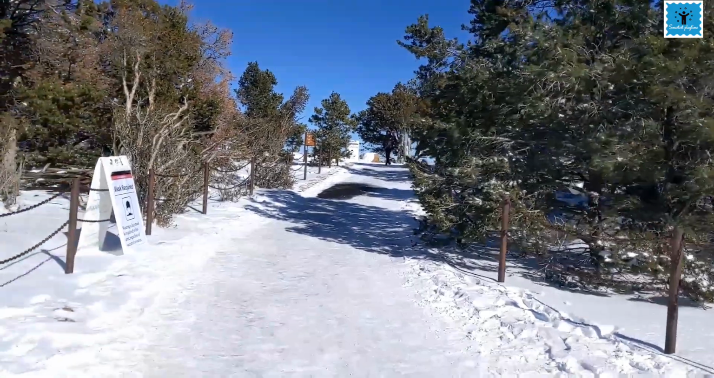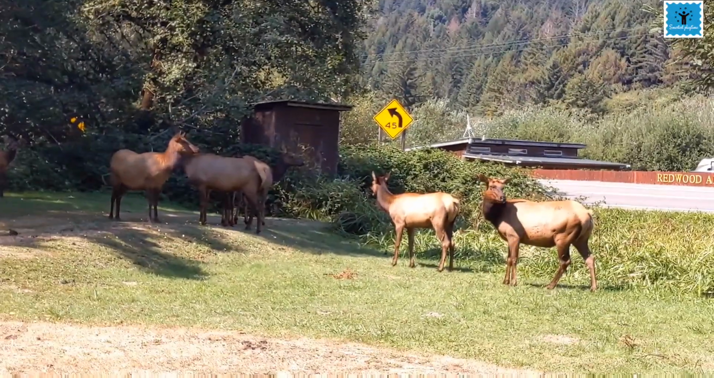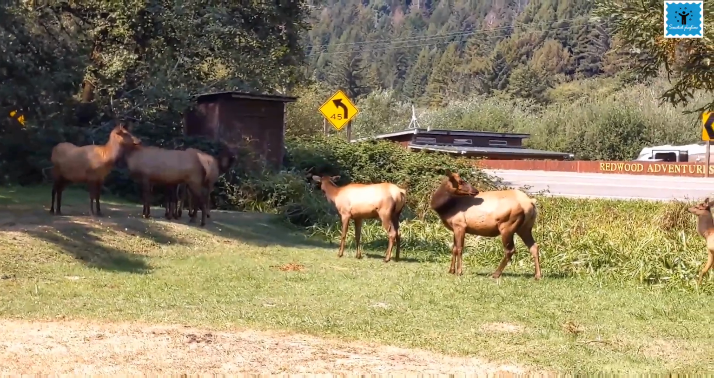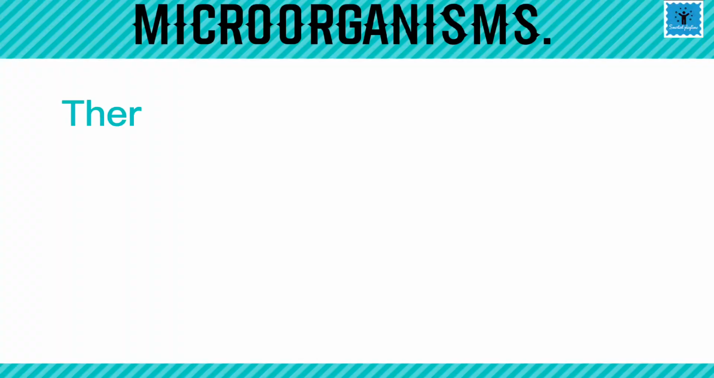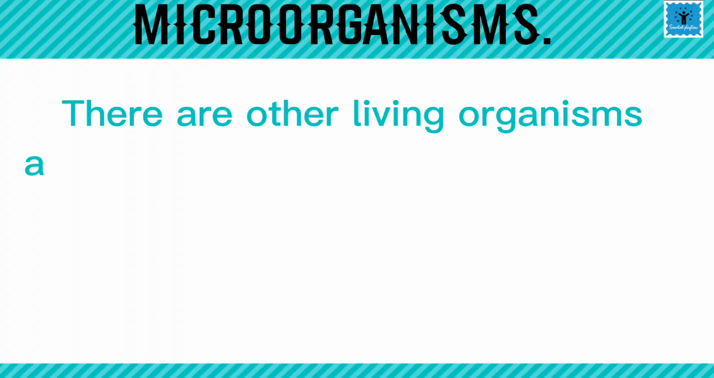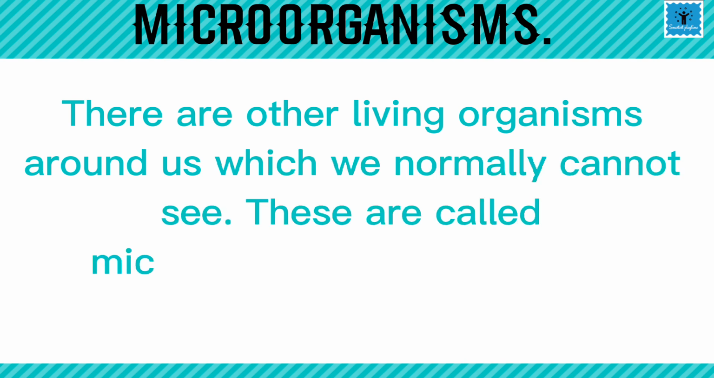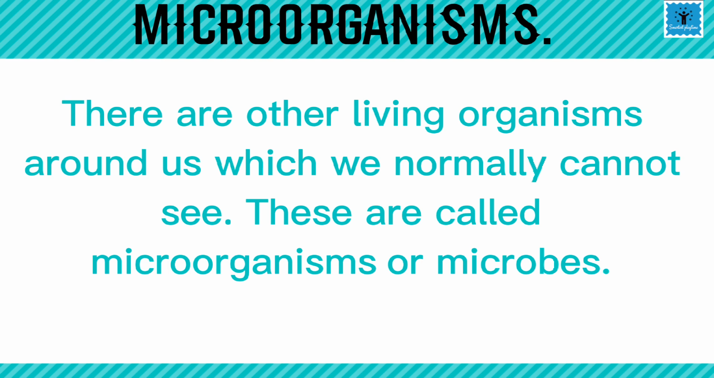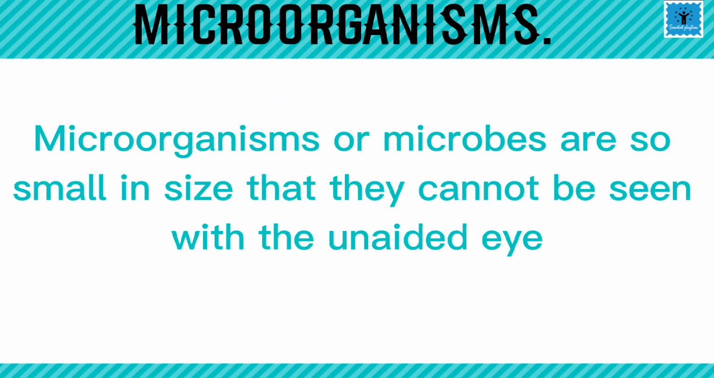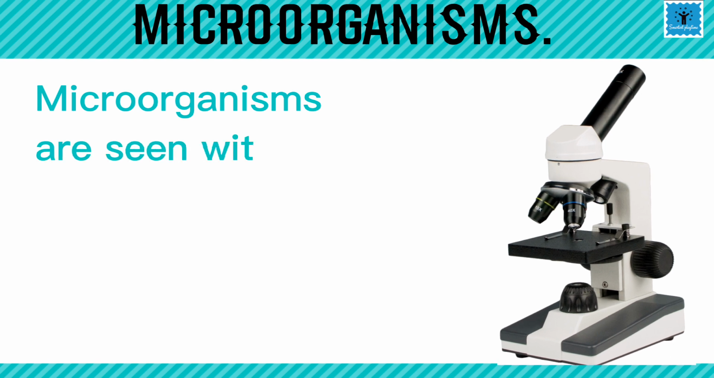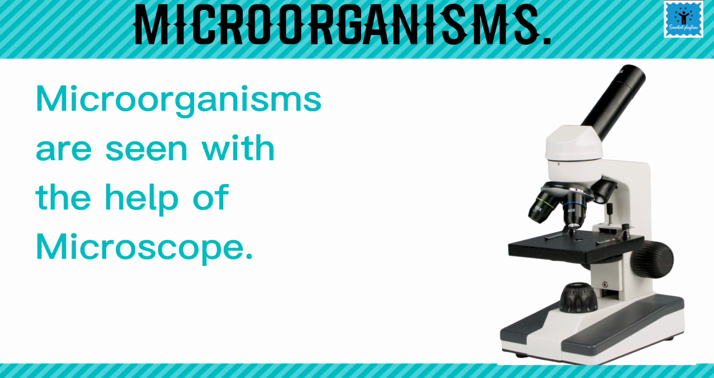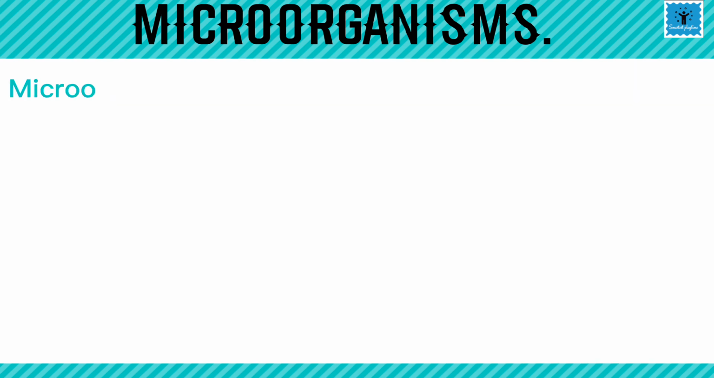We see different kinds of plants and animals around us. However, there are other living organisms around us which we normally cannot see. These are called microorganisms or microbes. Microorganisms are too small and are not visible with the naked eyes. Microorganisms can be seen with the help of a device called microscope. That's why they are called microorganisms.